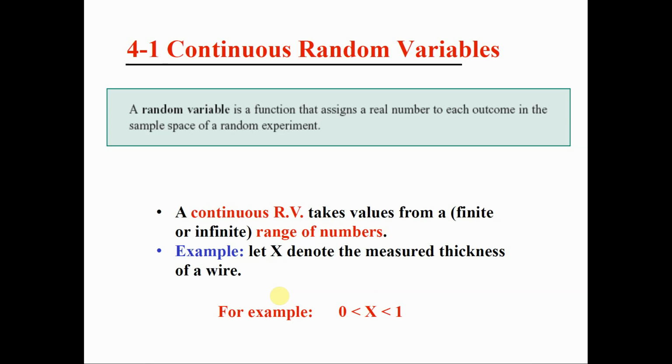So what is a continuous random variable? A continuous random variable takes values from a range of numbers as opposed to a discrete set of numbers. The continuous random variable takes values from a range of numbers. That range of numbers could be finite or infinite, but in both cases, the variable x takes values from a range of numbers. Let's look at this simple example.